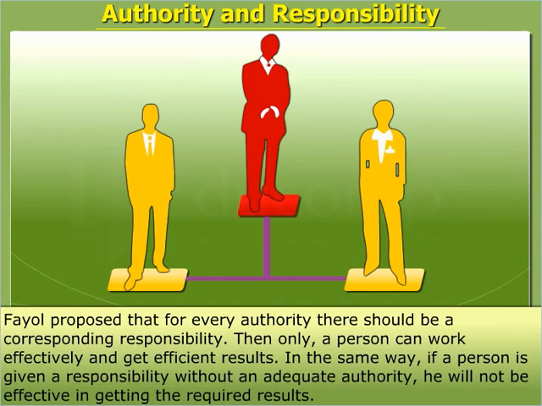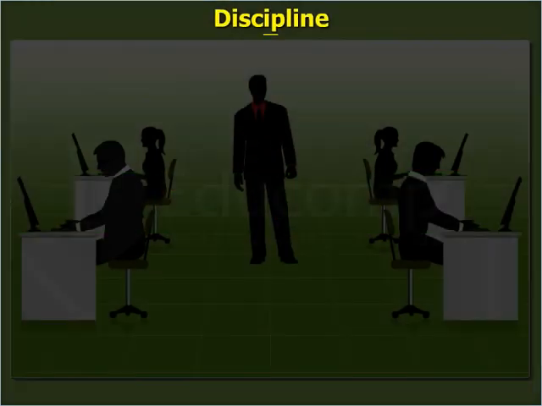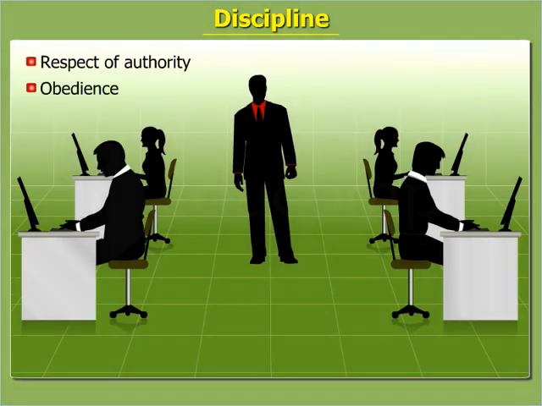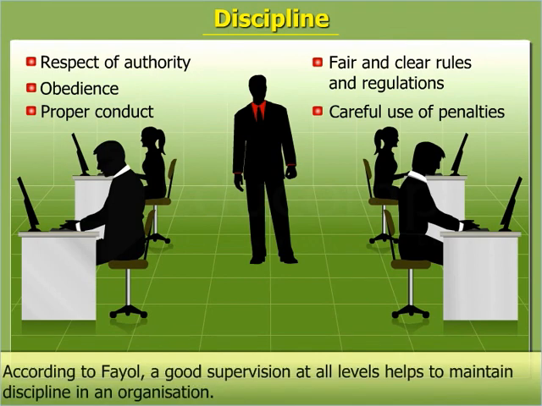In the same way, if a person is given a responsibility without adequate authority, he will not be effective in getting the required results. The third principle of management is discipline. A good discipline is required at all levels for the smooth functioning of an organization. It includes respect of authority, obedience, proper conduct, fair and clear rules and regulations, and careful use of penalties. According to Fayol, a good supervision at all levels helps to maintain discipline in an organization.